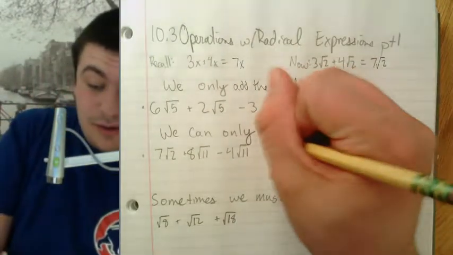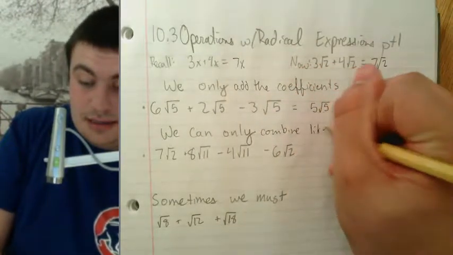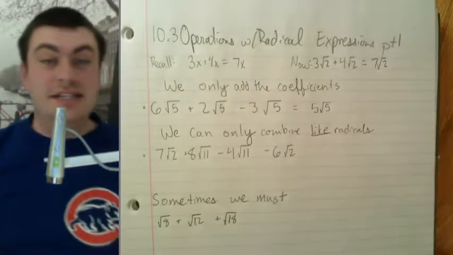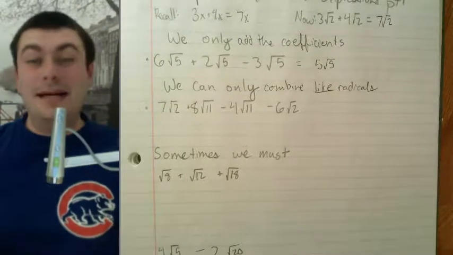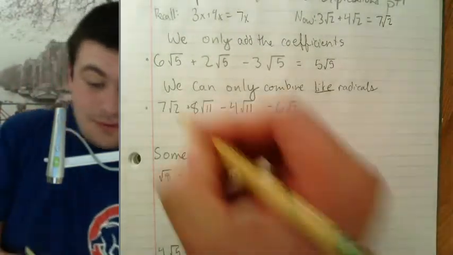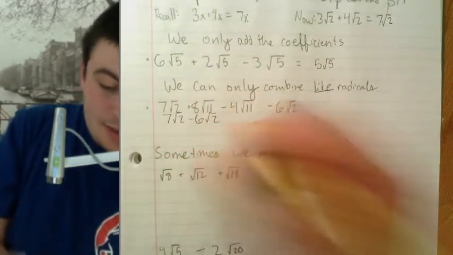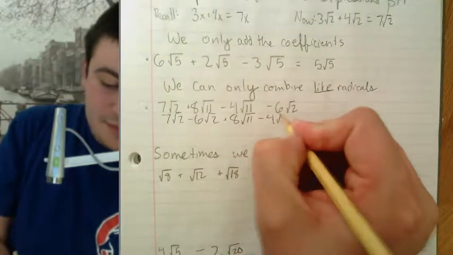And we can only combine like radicals. So for example, we see here 7 times the square root of 2 plus 8 times the square root of 11 minus 4 times the square root of 11 minus 6 times the square root of 2. Why don't we rewrite this? We can say 7 times the square root of 2 minus 6 times the square root of 2 plus 8 times the square root of 11 minus 4 times the square root of 11.